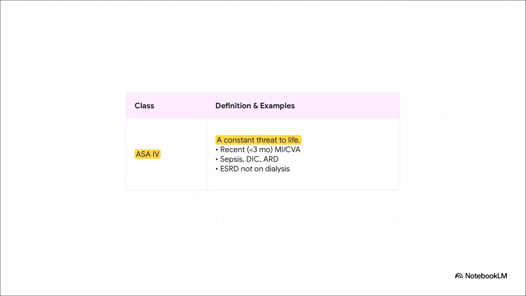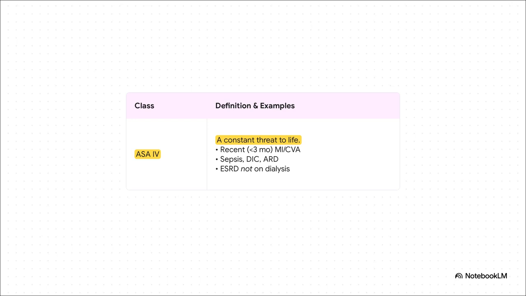With ASA 4, the key phrase you've got to burn into your brain is a constant threat to life. These patients are not stable. And look, here's that super important time distinction again. Remember that heart attack from more than 3 months ago was an ASA 3? Well, a recent one, less than 3 months ago, launches that patient right into ASA 4. That difference? That's pure gold for your exams.